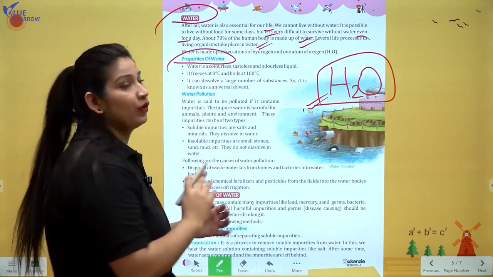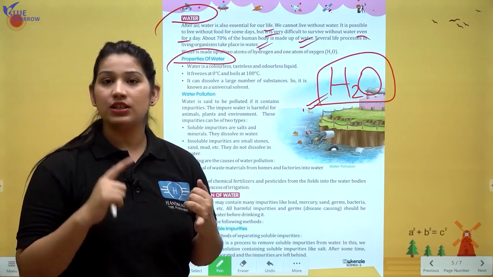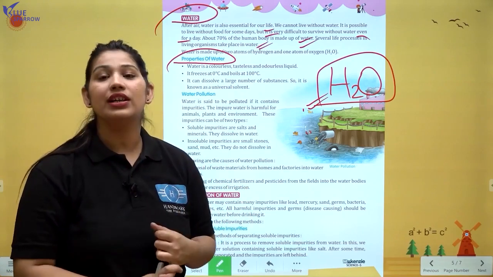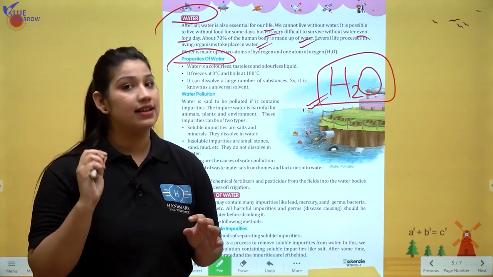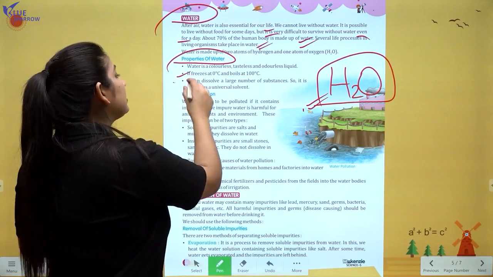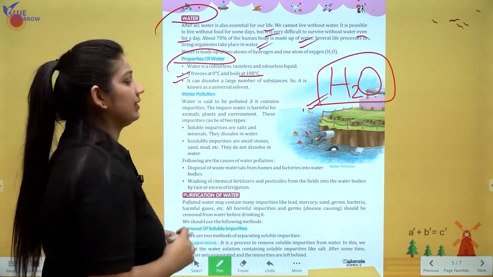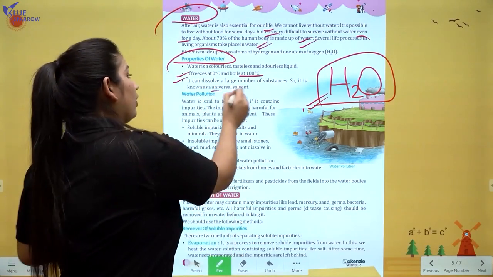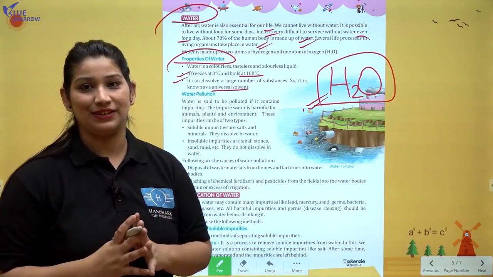Properties of water. Water also has some properties. The first is water is colorless, water is tasteless, and water is odorless. ना water के पास कोई अपनी taste है, ना smell है, और ना ही color है. It freezes at 0 degree and boils at 100 degrees Celsius. You know, water is called as universal solvent because it can dissolve large number of substances.